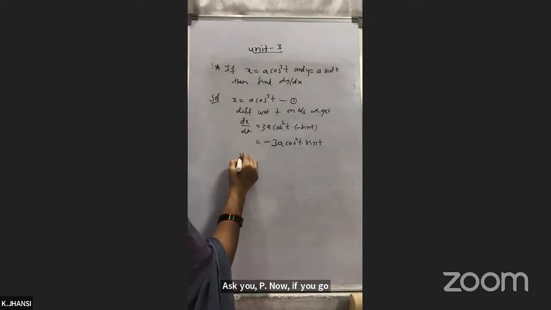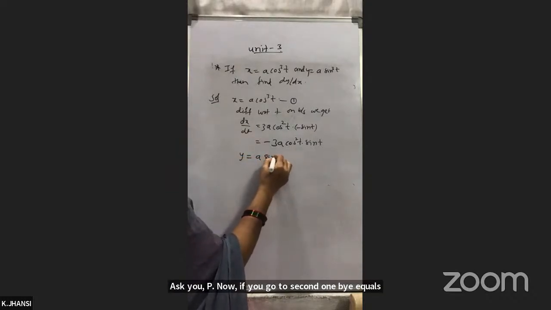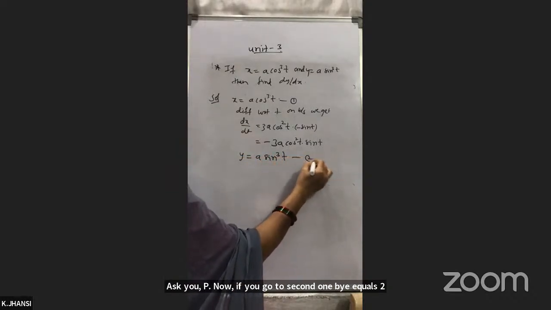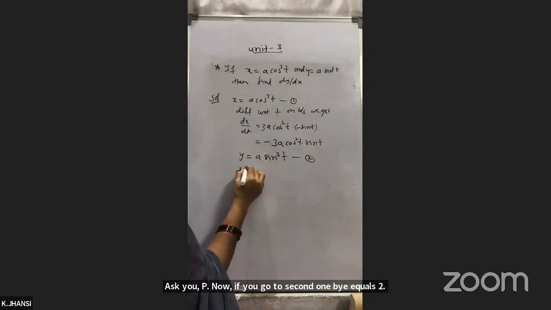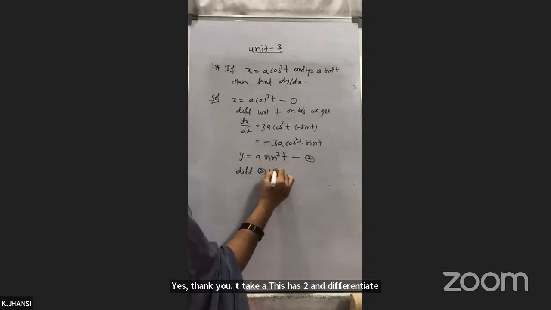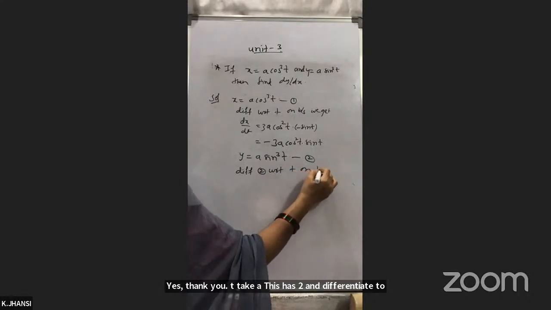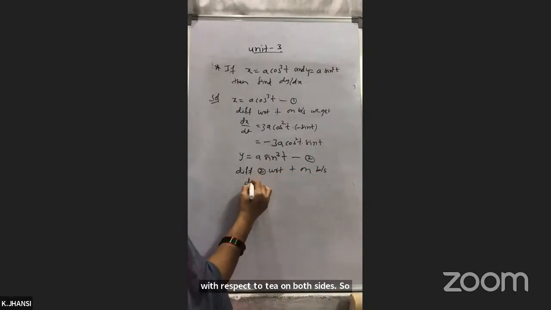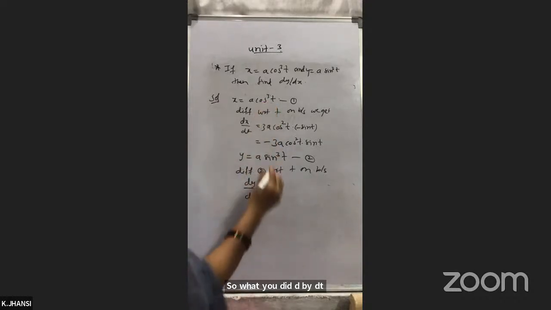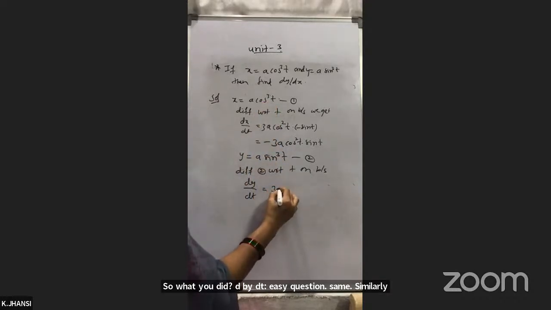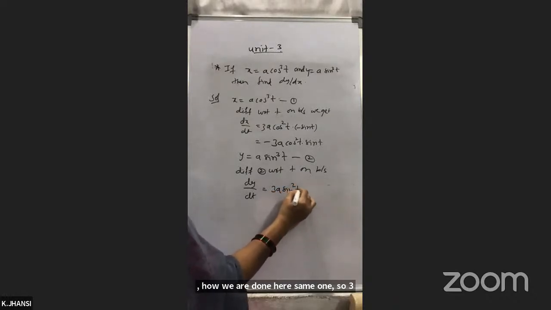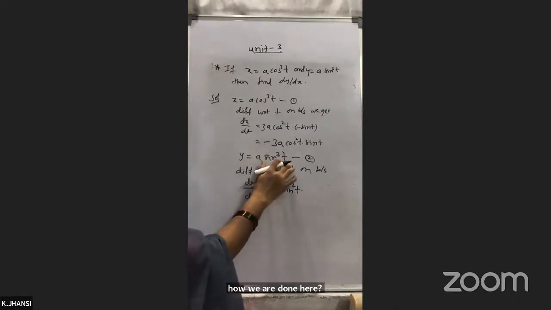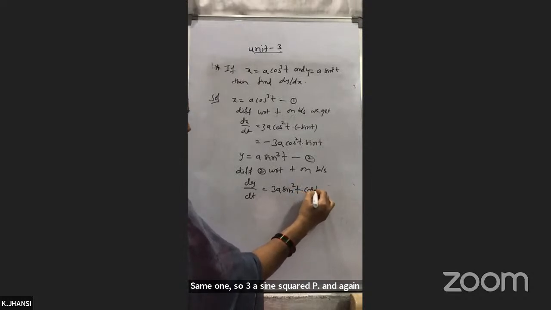Now if you go to the second one, y equals a sin cube t. Okay. You take this as 2 and differentiate 2 with respect to t on both sides. So what will you get? dy by dt equals, similarly to how we did here, 3a sin square t, and again sin t. Sin t differentiation is cos t. Okay.